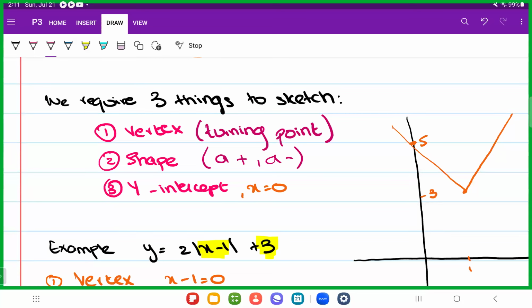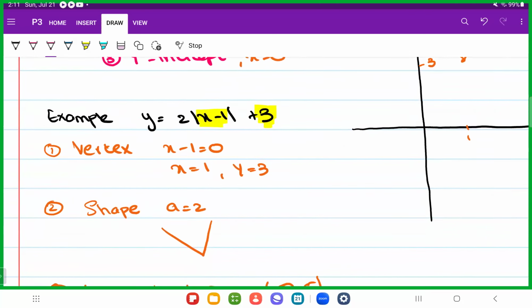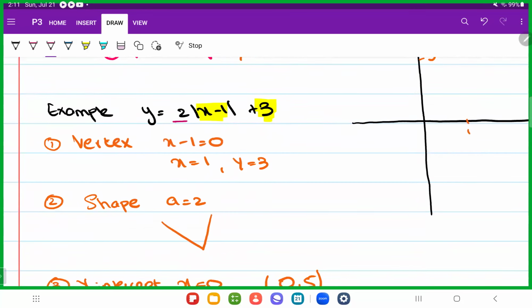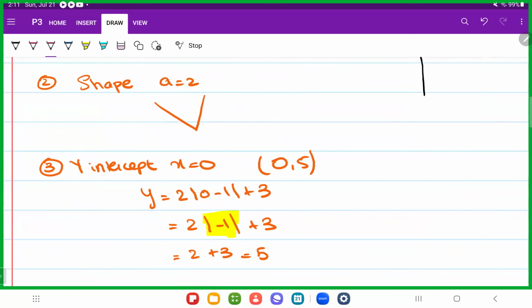All right. Let's take an example over here. What is the vertex? The vertex is x minus 1 equal to 0, where x is 1 and y is 3. The shape: a is 2, so it's a positive shape. The y-intercept is the value of y when x is 0, so you just plug in x as 0. 0 minus 1 is -1. However, there's a modulus sign, so that converts -1 into a 1. So 2 plus 3 is equal to 5. This is my y-intercept value. Make sense till here?